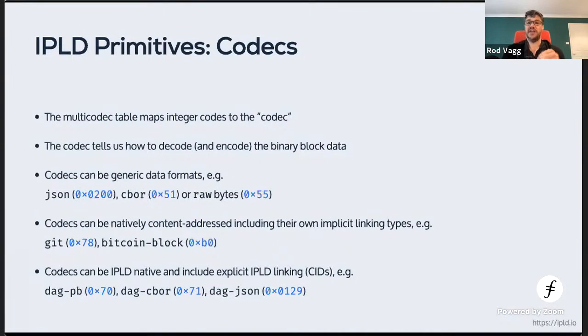If we have video or something where we don't actually want to decode it into a data form, we want to do something else with it, we use raw bytes. And this is used a lot in Filecoin Discover that Chris will be covering as well. A lot of raw bytes in there. Codecs can also be other content address formats that include their own implicit linking types, like Git and Bitcoin block.